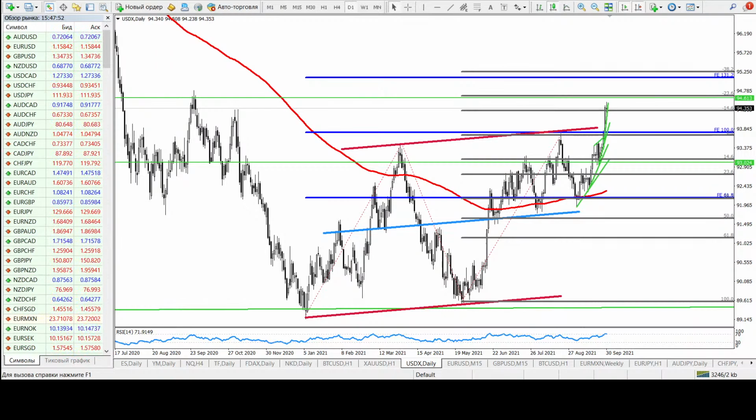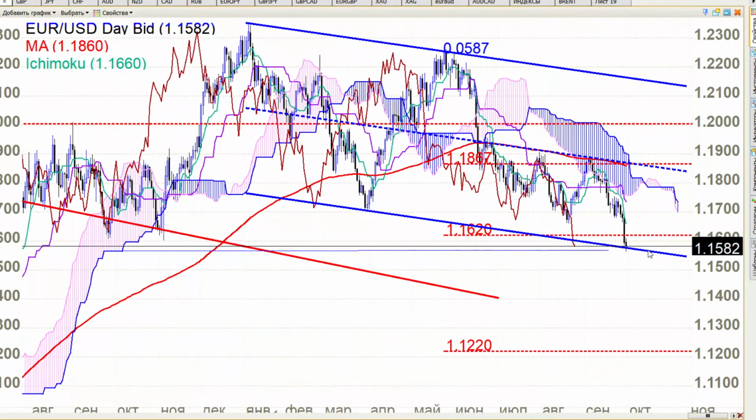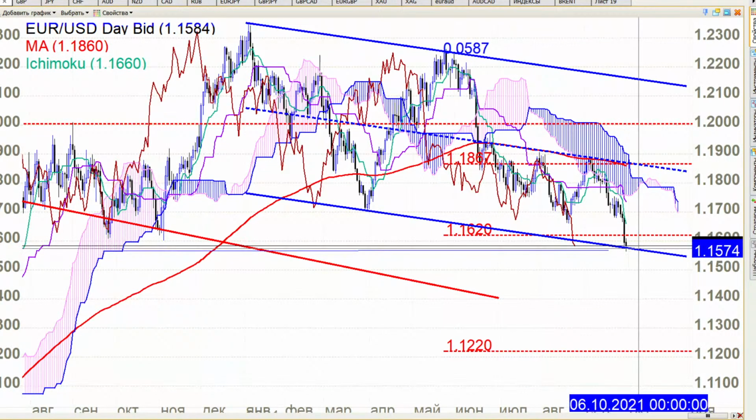Now we go back to euro dollar. Here's the euro dollar situation, and the euro dollar right now looks like this. So price reached my target. This was 1.1580. I told you about this last week and this week. So this is my target.